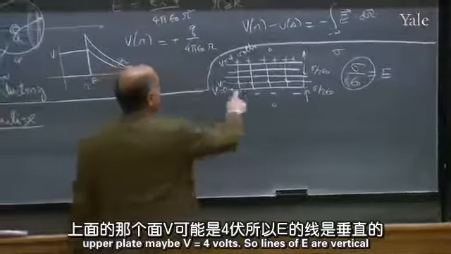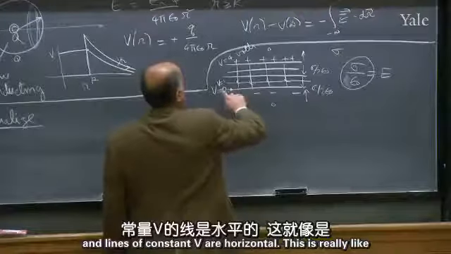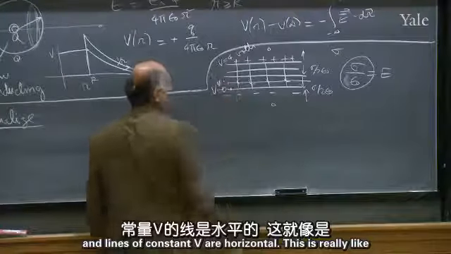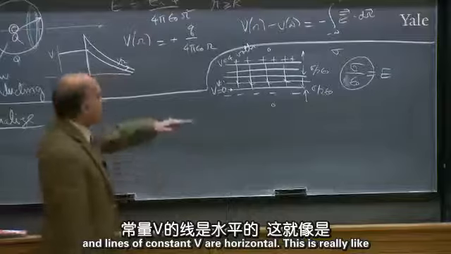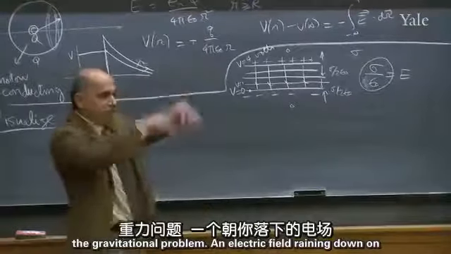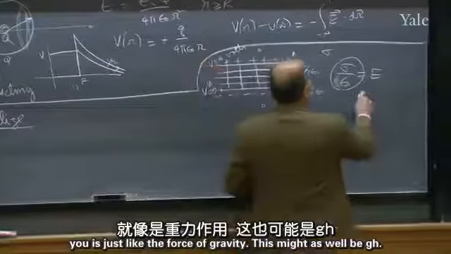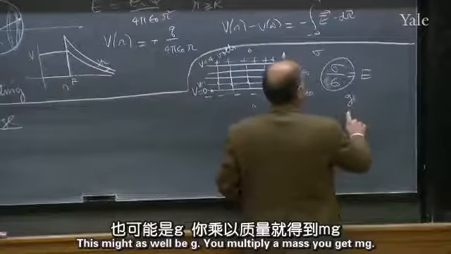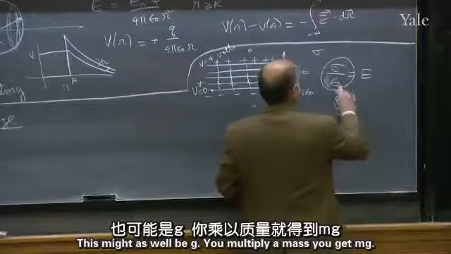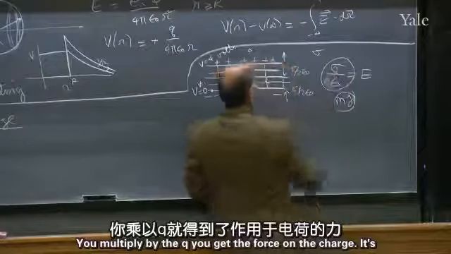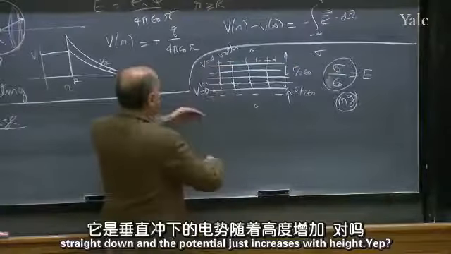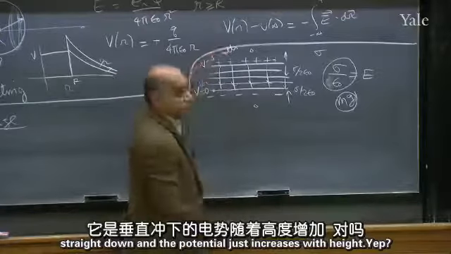So lines of E are vertical and lines of constant V are horizontal. This is really like the gravitation problem. An electric field raining down on you is just like the force of gravity. This might as well be g times h. This might as well be g. You multiply a mass, you get mg. You multiply by the Q, you get the force on a charge. It's straight down, and the potential just increases with height.